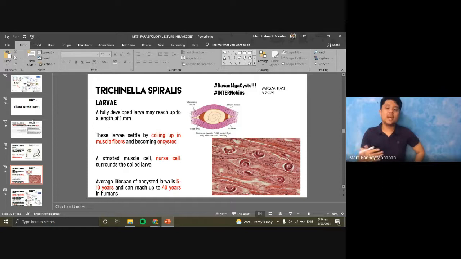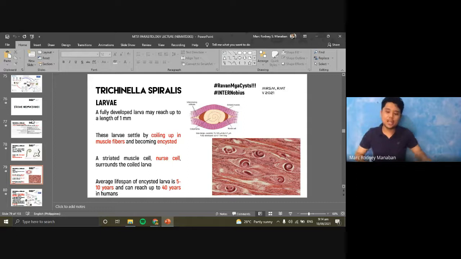It can be 5 to 10 years, or even up to 40 years. And after a while, if it cannot infect or be passed to another host, the larva will die, and then it will calcify and harden, becoming an encysted larva in your muscles. Alright? So that's for the larva. Again, the larvae can be found encysted, in a cyst-like formation inside your muscles, alright?